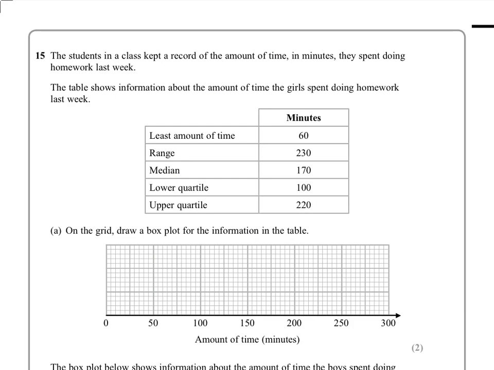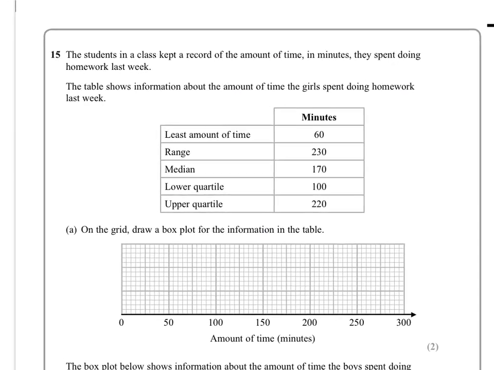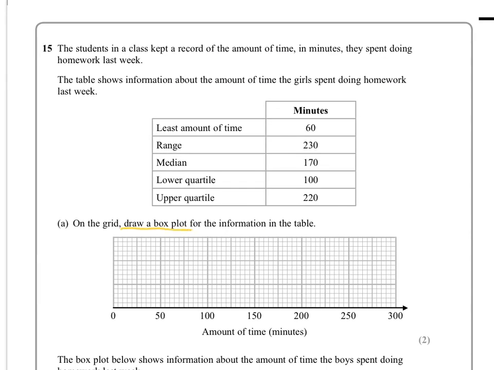So let's have a look at this. We've got to draw a box and whisker plot for the information shown in the table above. So we know the least is 60 minutes, so make sure we can check our scale here. So 50, 60, 70, 80, 90, 100. So we've got 60 here, so there we go. You can put that in, that's done.